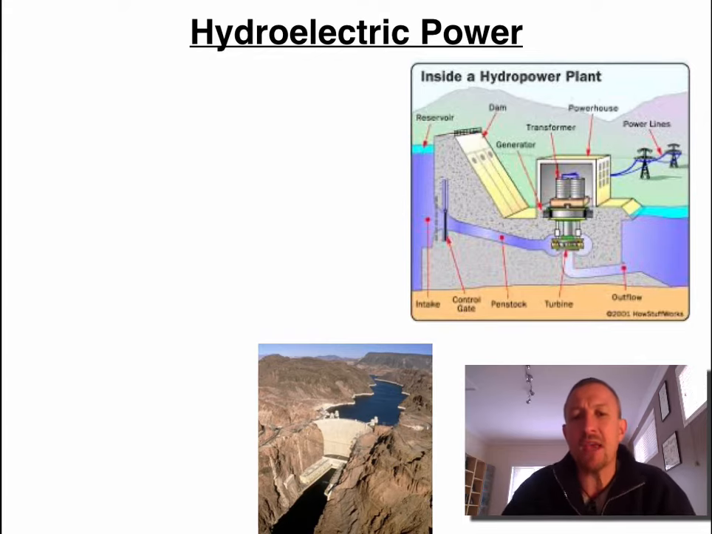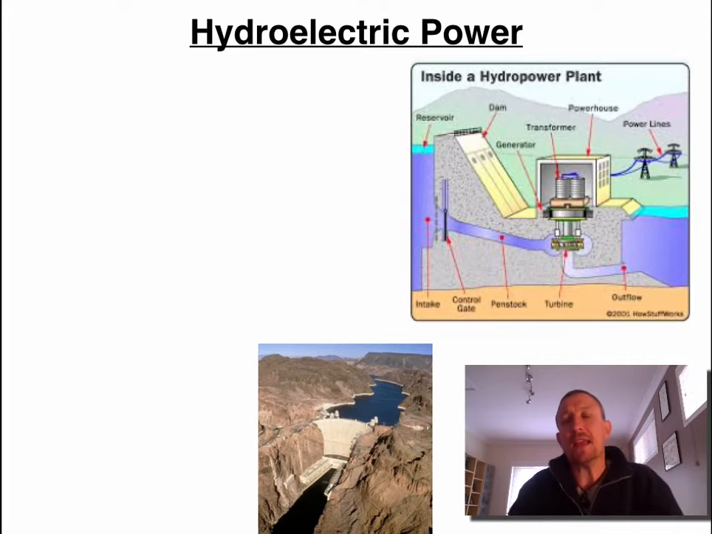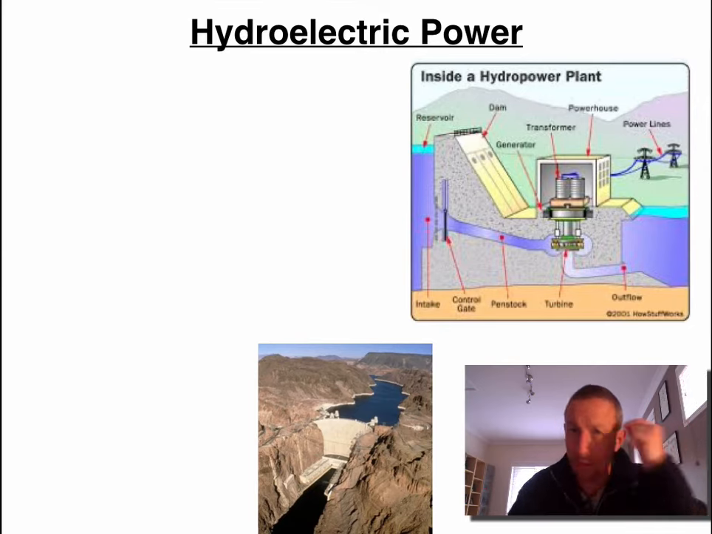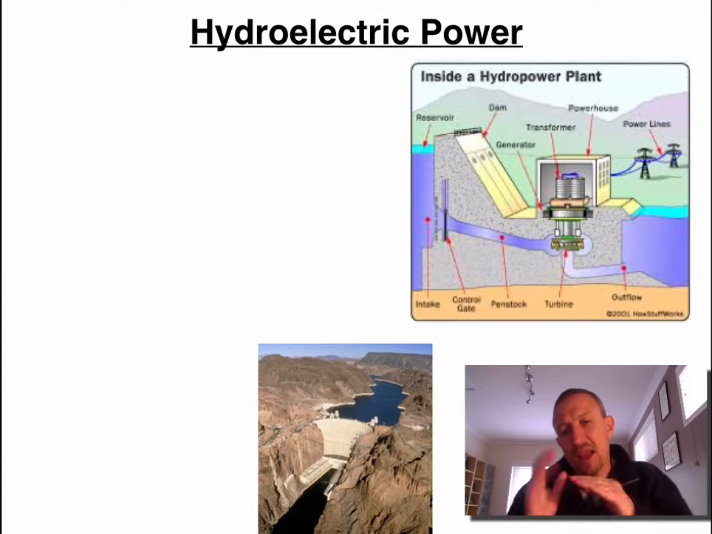Down the bottom here I've got one of the classic hydroelectric power stations, which is the Hoover Dam in Colorado, on the Colorado River in America. Basically what a dam does is it stops water and it raises the level of water up. Obviously as we raise the level of water up, you've got GPE, gravitational potential energy. What you can see there is the river has been held back by the dam.